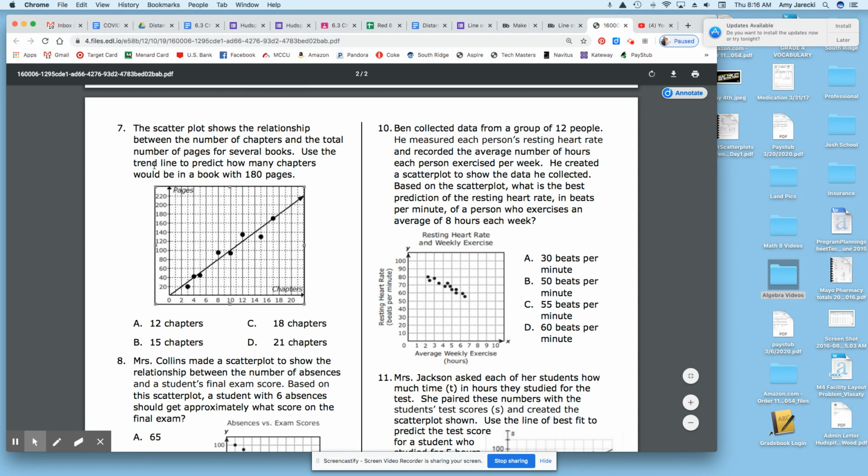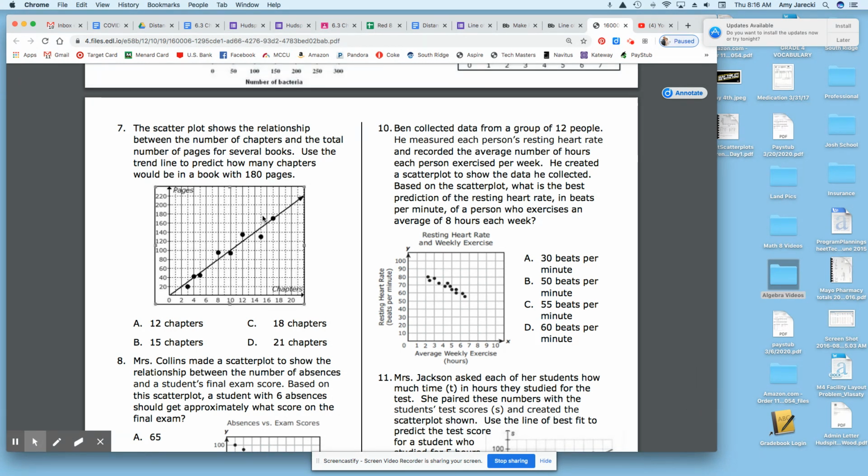Use the trend line, it's also the line of best fit, to predict how many chapters would be in a book of 180. So I've read, this is a good way to use a scatter plot. I've read books where a chapter seems to be like 50 pages, and I've read books where chapters are like 3 pages. So it's an interesting way: if I know it has 14 chapters, I can use this and say, well, it's going to be roughly 140 pages based on this.